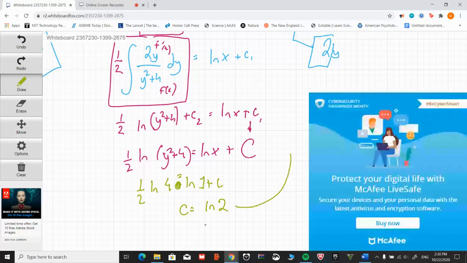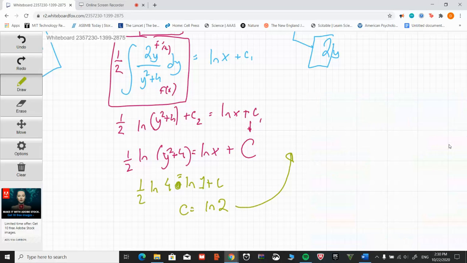Let me rewrite the whole thing so that we have something more organized. After all the integration and all the arrangement, I am left with half ln of y squared plus 4 equals ln x plus ln 2. Now let's not forget what the question asked. The question asked us to make y squared the subject. We're very close to achieving that. So the idea is to bring all the logarithms together, or to make sure the left and the right each has only one logarithm so I can equate them.